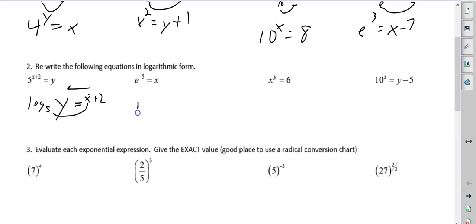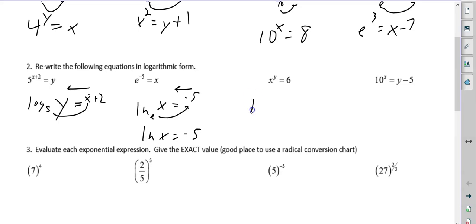Now we have an e, so that means we're going to have an ln. Okay. Our base is e. We don't have to write the e, but we can, like up on number 4. So e to the power of negative 5, like so. So ln sub e of x equals negative 5. And again, you could get away with just writing ln x equals negative 5. You don't have to put the e there, but it's not wrong.